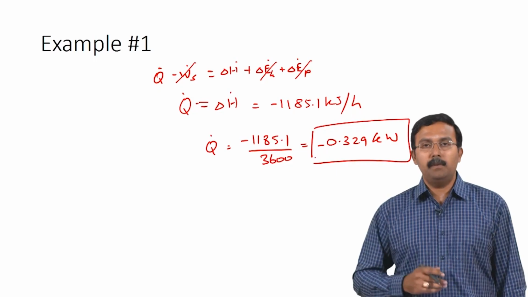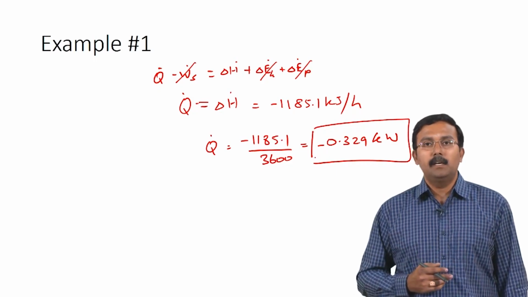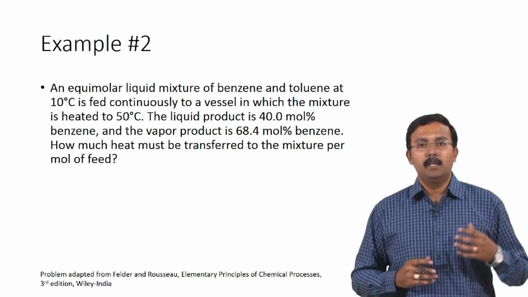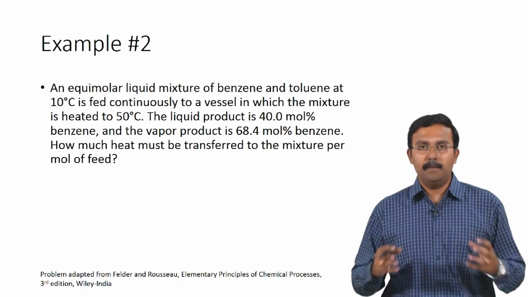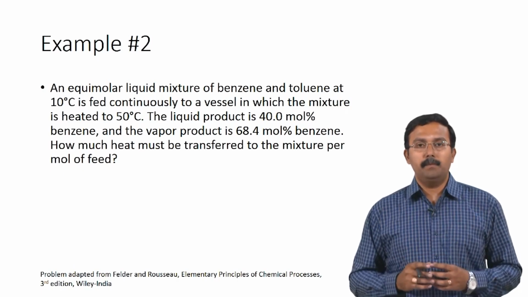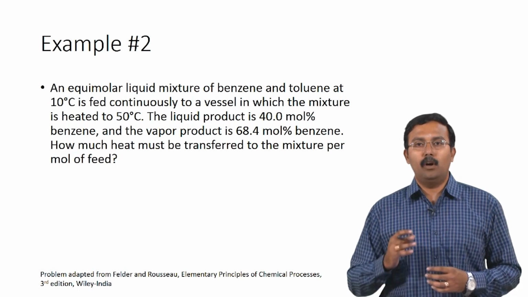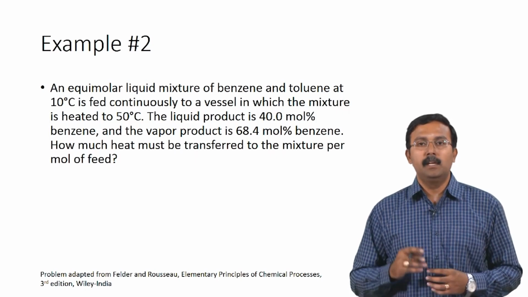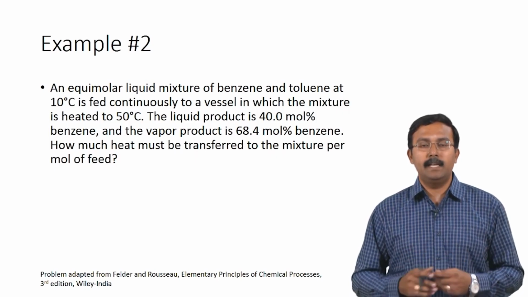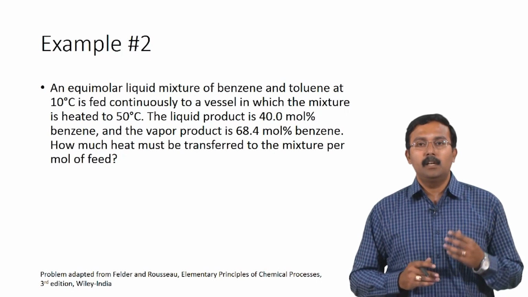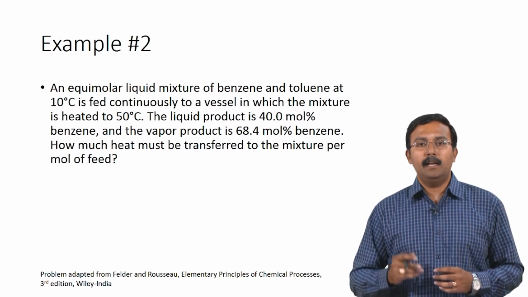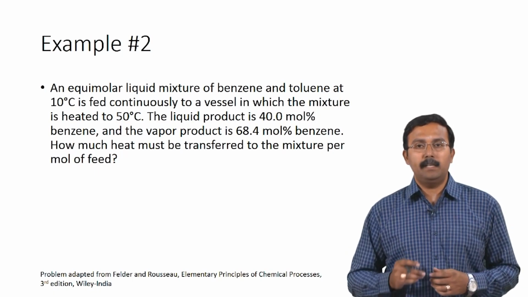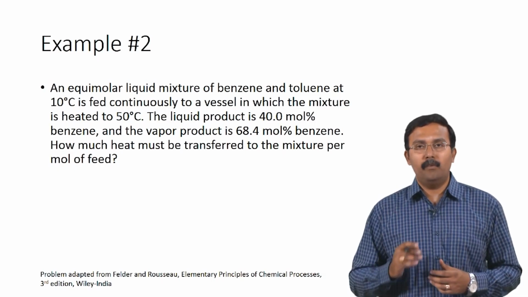In the first problem we had a single component system where only one chemical component was present. Let us now look at a second example problem which has two different chemical components present in the system. The problem statement is: an equimolar liquid mixture of benzene and toluene at 10 degrees Celsius is fed continuously to a vessel in which the mixture is heated to 50 degrees Celsius. The liquid product is 40 mole percent benzene and the vapor product is 68.4 mole percent benzene. How much heat must be transferred to the mixture per mole of feed?